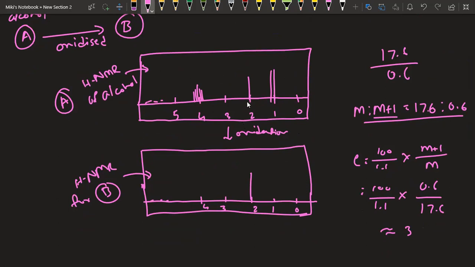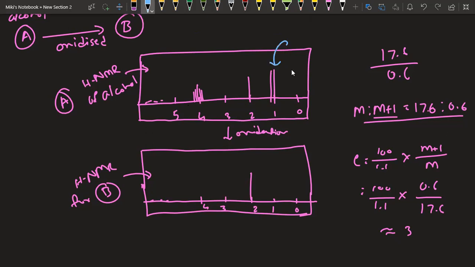Now from here we can observe that we have 3 chemical environments, 3 different chemical environments that could be observed. We have 3 carbons in our molecule, and it should be an alcohol, and we have 3 chemical environments. Let's see what each of these peaks could represent.